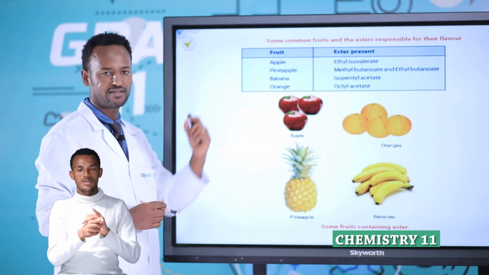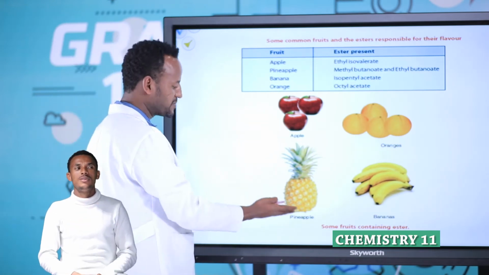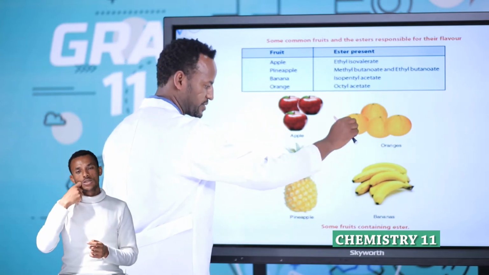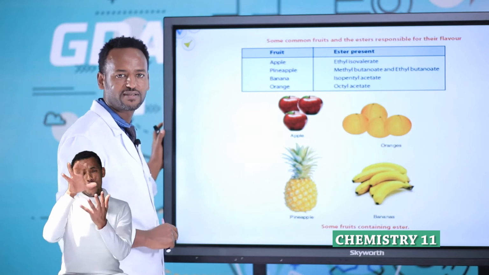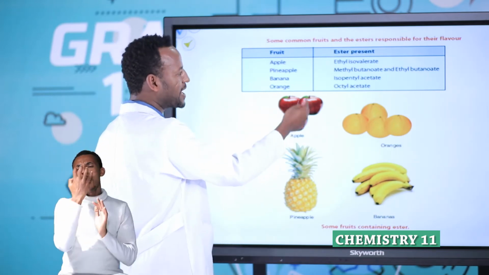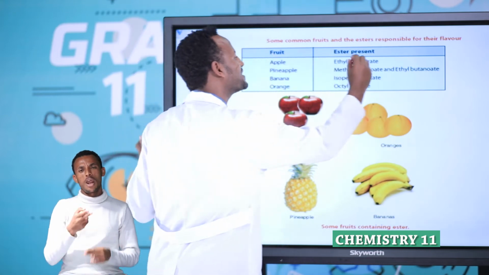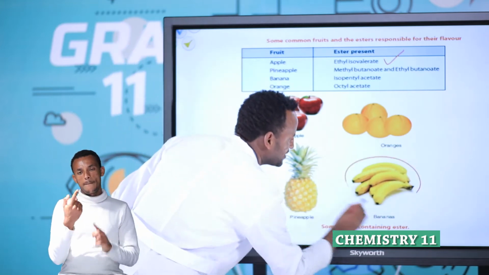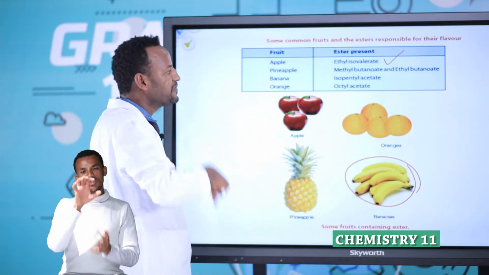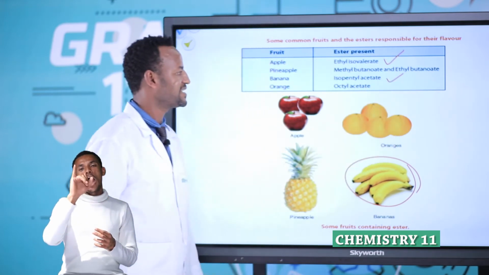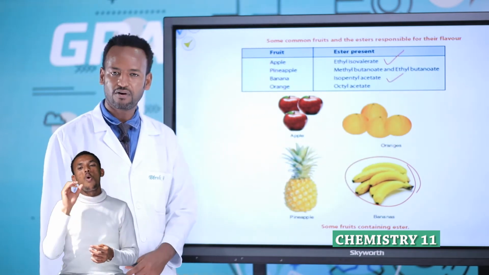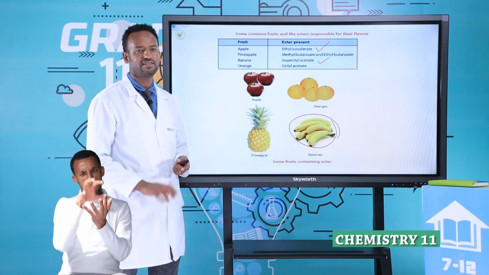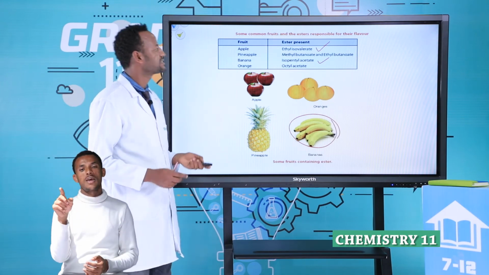For example, this is apple. This one is pineapple. Orange here. Banana again. Therefore, apple, orange, banana, and pineapple contain esters. For example, this apple contains an ester. What is the name of that ester? Ethyl isovalerate. Banana contains an ester known as isopentyl acetate. Orange, for example, has octyl acetate. Therefore, different fruits contain esters because of their pleasant smell.